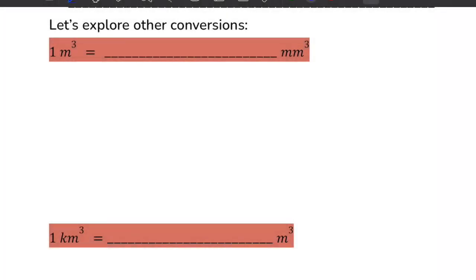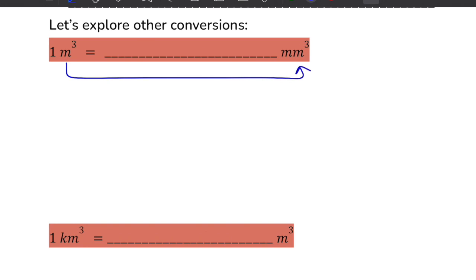All right, so let's continue where we left off in the previous video. We're going to continue looking at how to convert units of volume, but now we're looking at other units, millimeters cubed, kilometers cubed, and so on. So in this first instance, we are converting from a meter to millimeter.